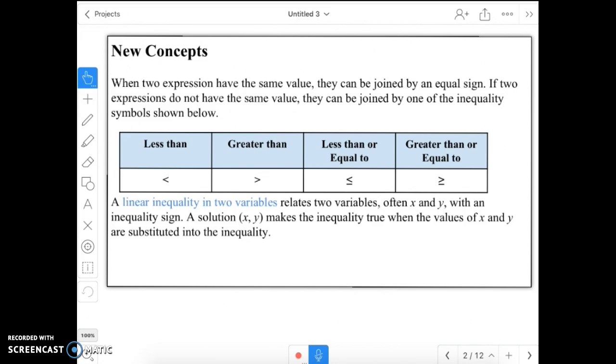So, starting right off in our lesson, when two expressions have the same value, they can be joined by an equal sign. If two expressions do not have the same value, they can be joined by one of the inequality symbols shown below. I know we have all worked with less than, greater than, less than or equal to, or greater than or equal to. So what we're doing today is making them into linear equations with inequalities in them.